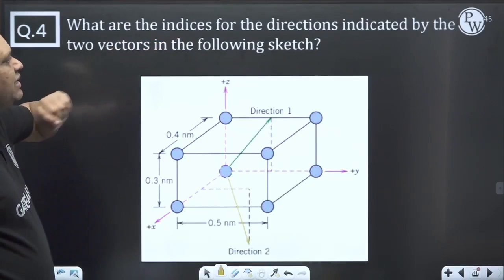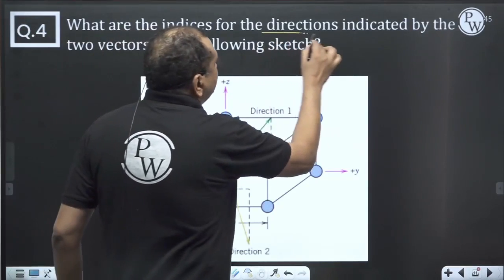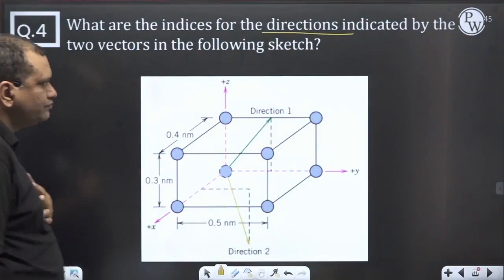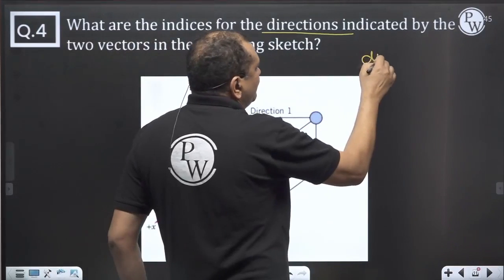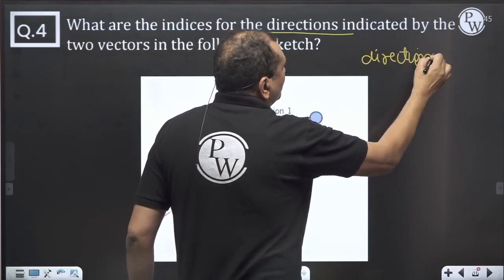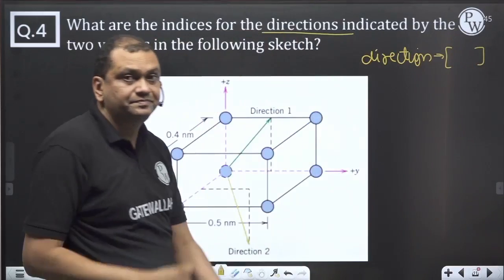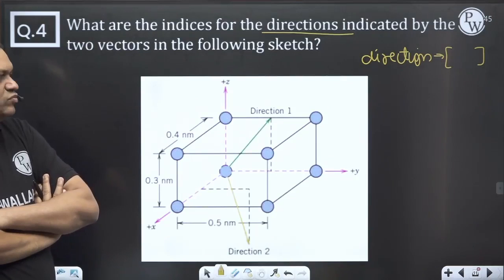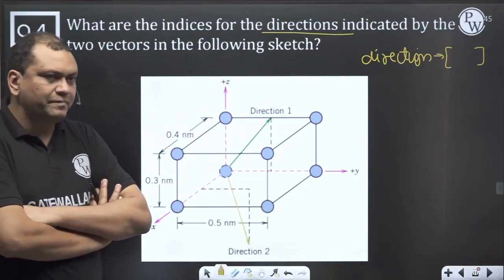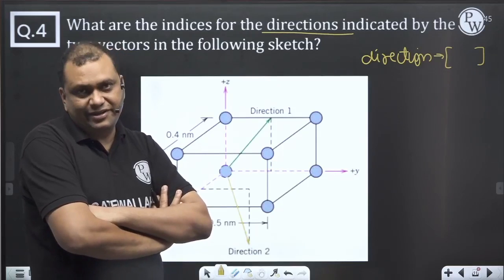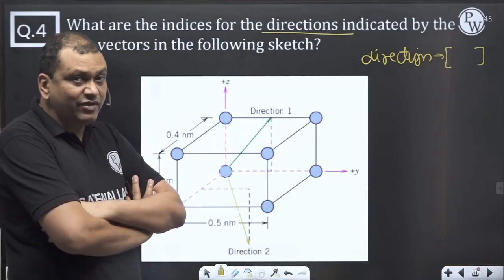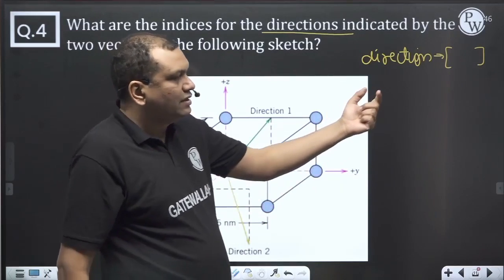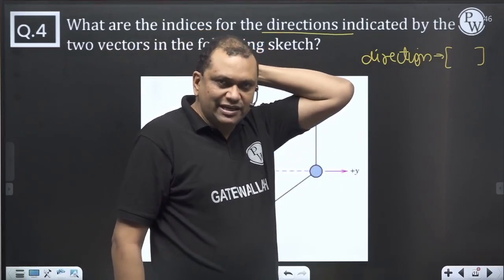What are the indices for directions indicated by the vectors in the following sketch? So the direction symbol is like this. I will give you a very brief description here of how exactly we plot the directions. It's a very, very simple thumb rule.